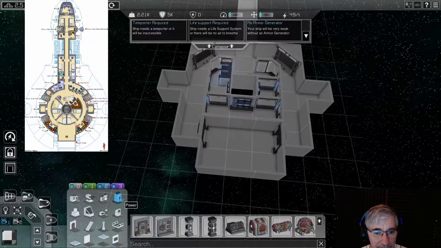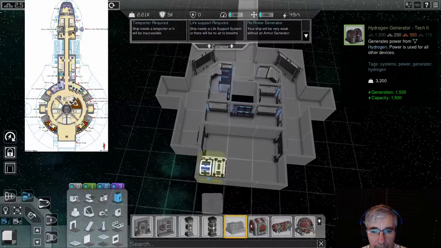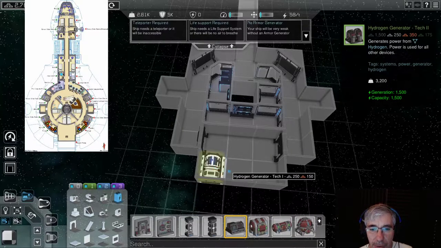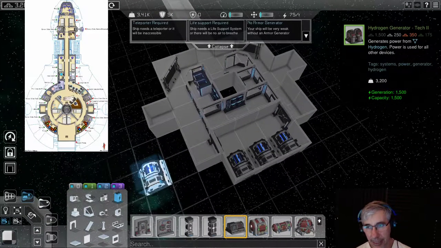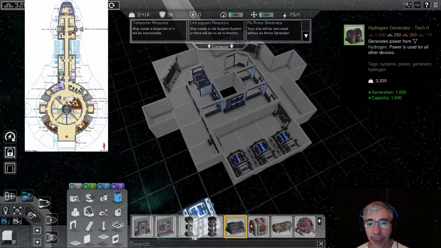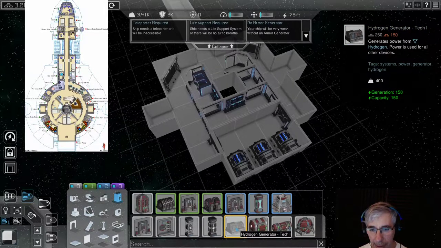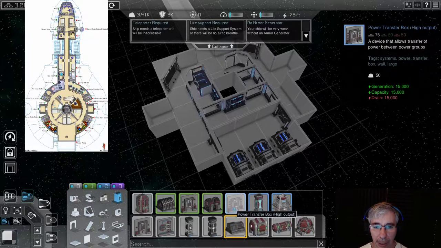So let's go for the power. Here we can place in the engine room three generators. So these are hydrogen generators. It means that these generators generate power consuming hydrogen. And here we see that they will generate 150 energy units. And this is important if you're going to work with groups, with power groups. I usually do that.